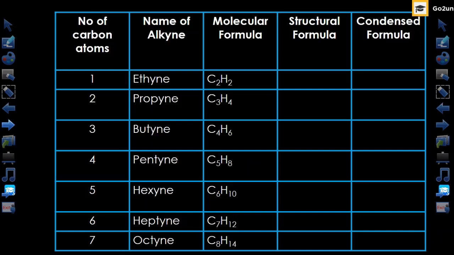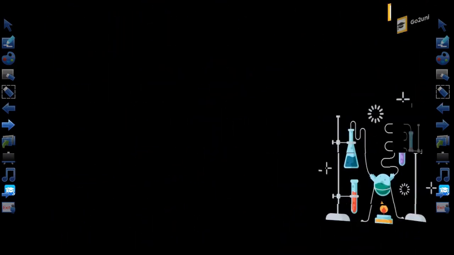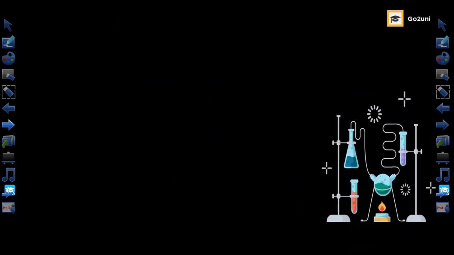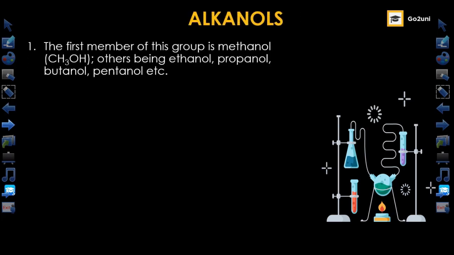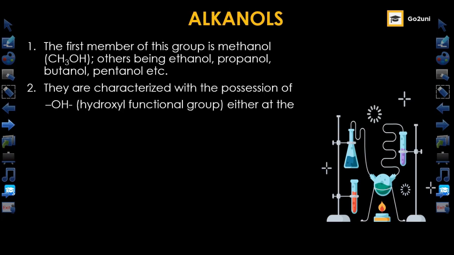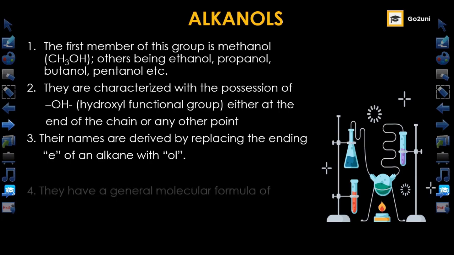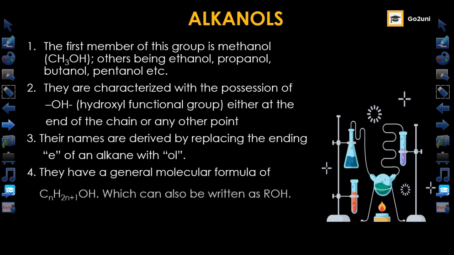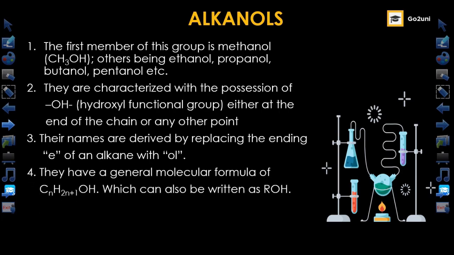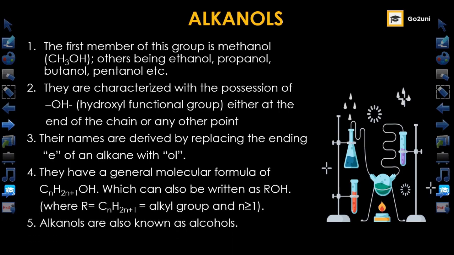Okay, having seen the structural and condensed formula for the alkynes, let us proceed to the next homologous series, which is alkanols. We shall be looking at alkanols. Now, what are alkanols? When we talk about alkanols, we make reference to that homologous family that are also referred to as alcohols. So we either say alkanols or alcohols.